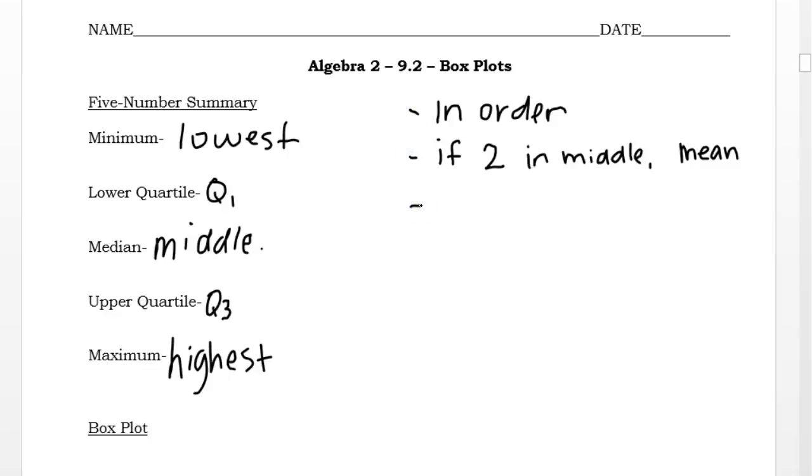And then finally, you do not use the median in your quartile calculations.